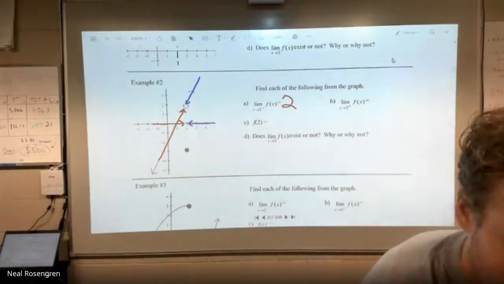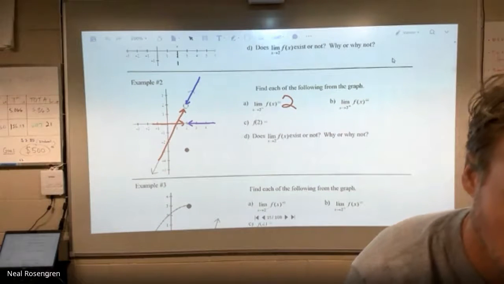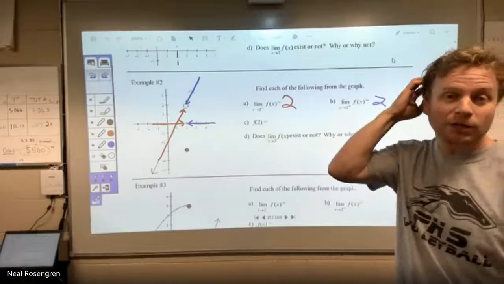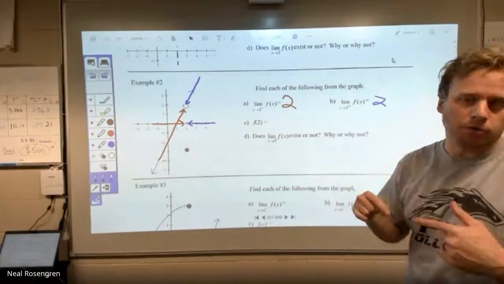And you can just drop it in the chat. You don't always have to unmute yourself to say it if that's faster, easier. 2. Yeah, 2. Right? It's the same spot. We're approaching the same location from both sides.